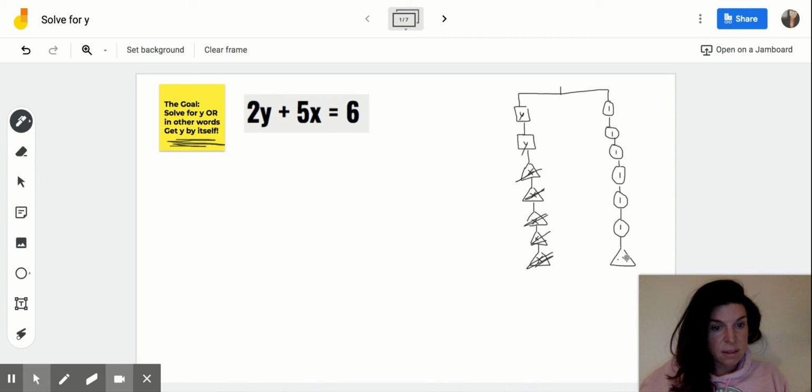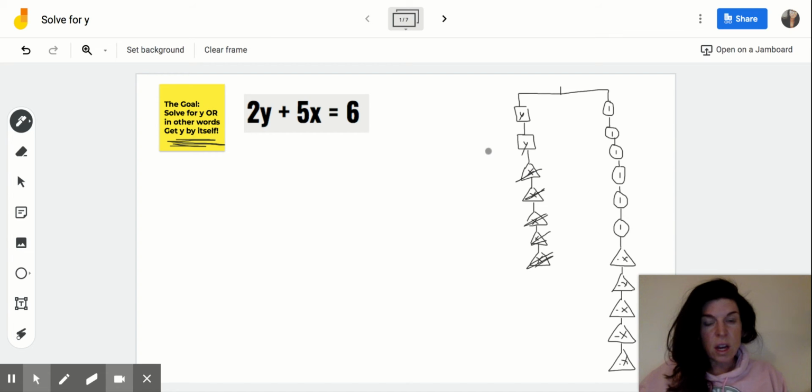Negative x, bear with me, 2, 3, 4, 5 negative x's on this side. Okay, and so on the equation, let's picture it. We got rid of it on this side of the equal sign. It's gone. So we're going to subtract the 5x, get rid of it.